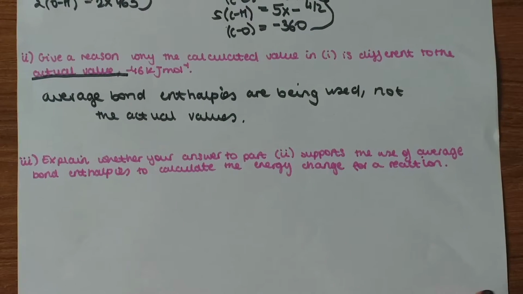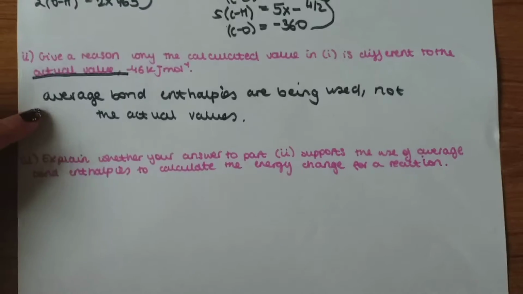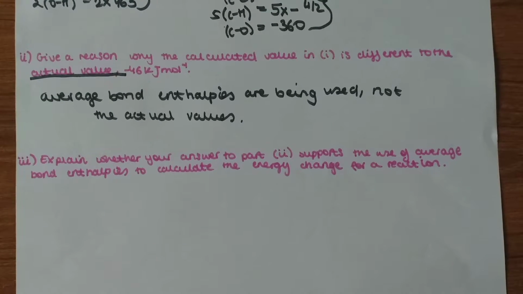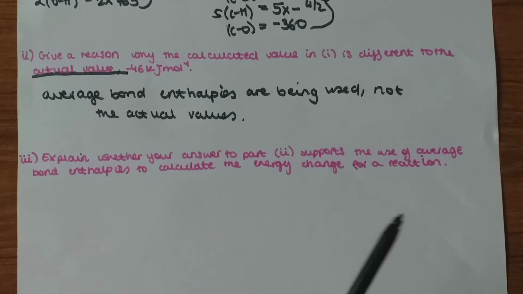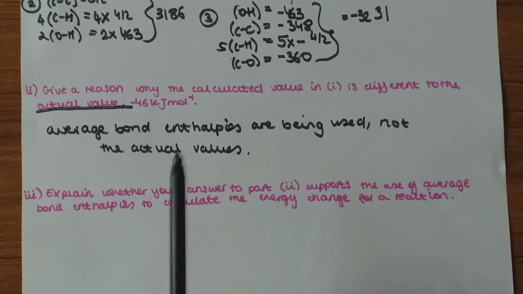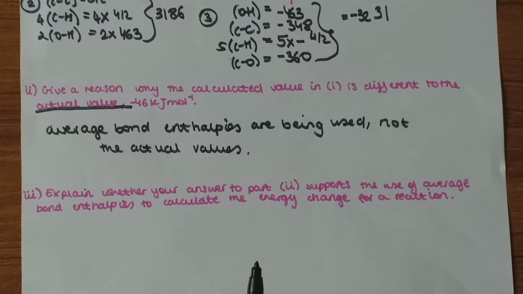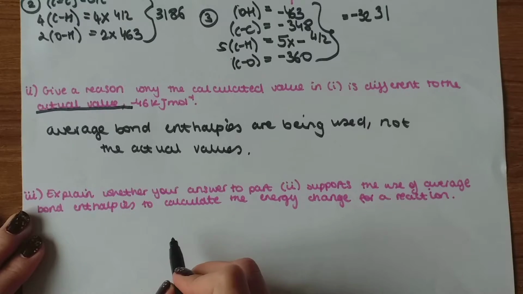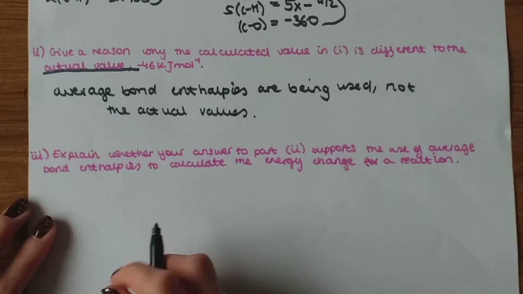So, explain whether your answer to part 2, this one, supports the use of average bond enthalpies to calculate the energy change for a reaction. Yes, it does support the average bond enthalpy, and this is because the value we calculated is minus 45, and the actual value is minus 46. This means the values are so close together that the average bond enthalpies are valid for these answers, because as I said, the difference is very small.